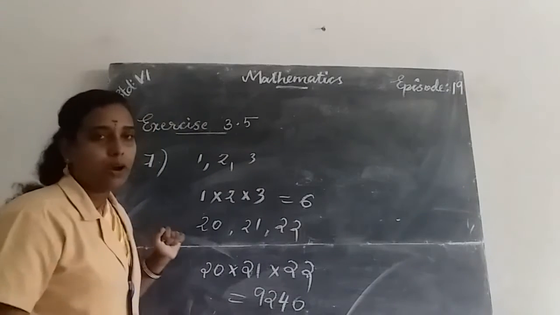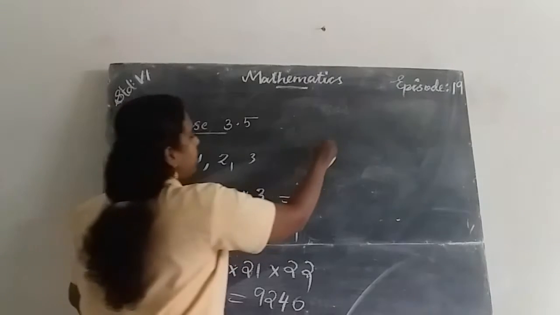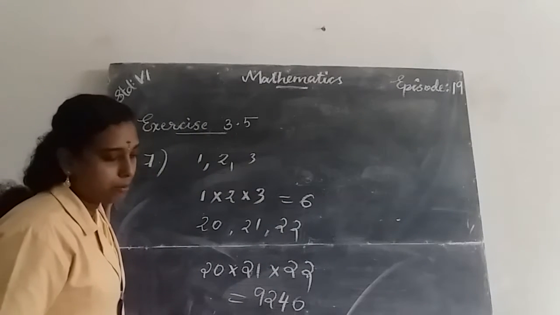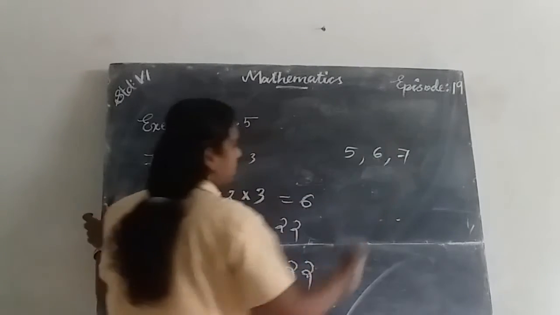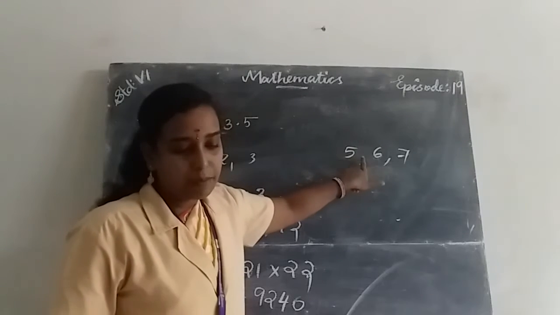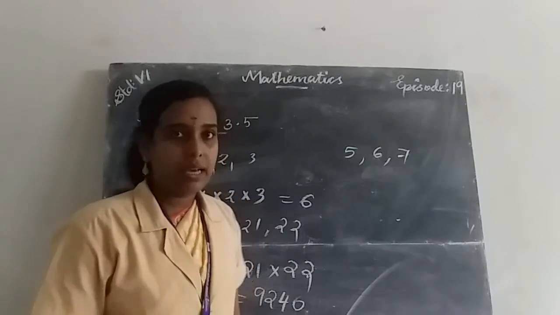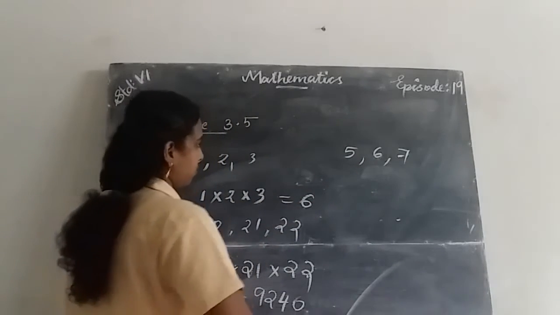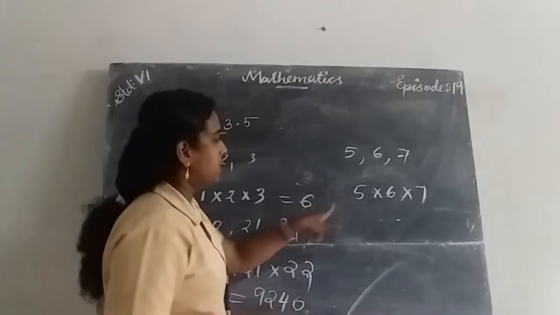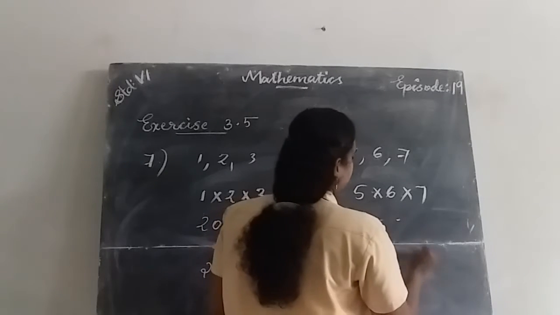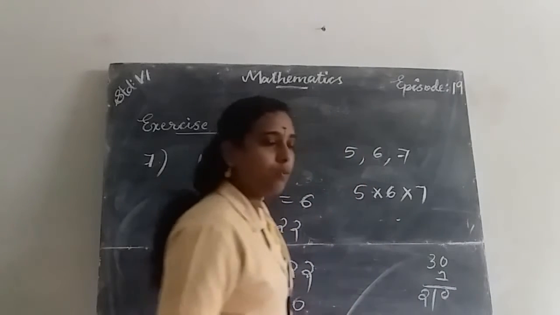Take consecutive numbers, then find the product, then check whether it is divisible by 6 or not. Then the third example, we take any 3 consecutive numbers. So I take consecutive numbers 5, 6, 7. These 3 numbers follow each other continuously, in the order of smallest to biggest. So these are consecutive numbers, and we take the product 5 into 6 into 7. Then 6 5s are 30, 30 into 7 we get 7 3s are 21.